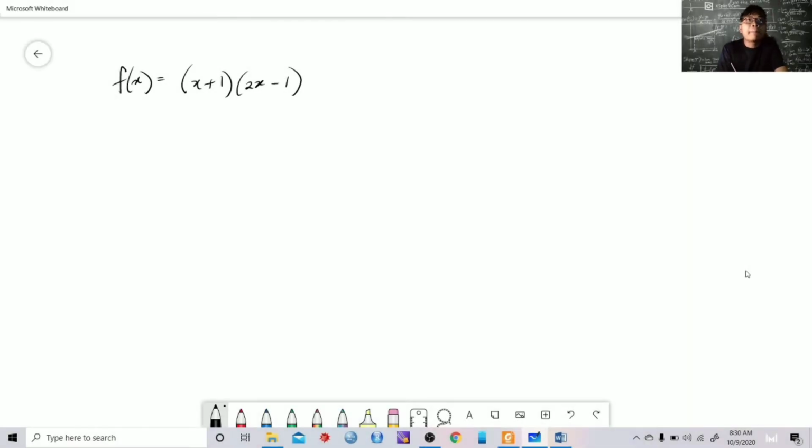Alright, so we have here the function f, which is this. Let us first multiply these two binomials. So we get 2x squared minus x plus 2x minus 1. And then after that, we apply differentiation. So we have 4x minus 1 plus 2 minus 0. So we get 4x plus 1.